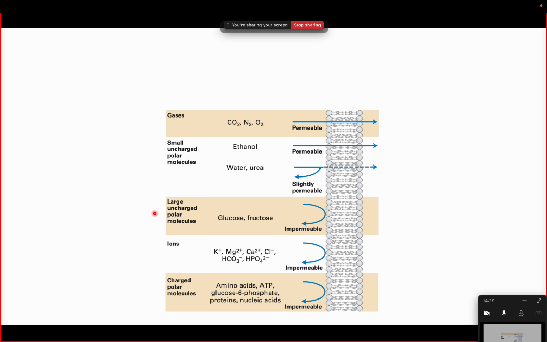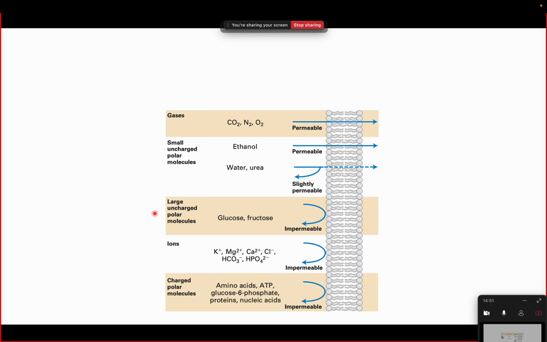If we talk about large uncharged polar molecules, then definitely they will be non-permeable across the lipid bilayer, and they require the assistance of proteins and dedicated transporters so that they can be taken up inside the cell or outside the cell depending upon the requirement. Okay, then ions.